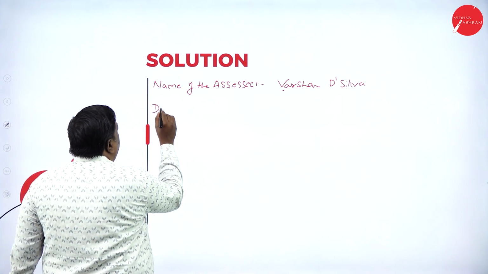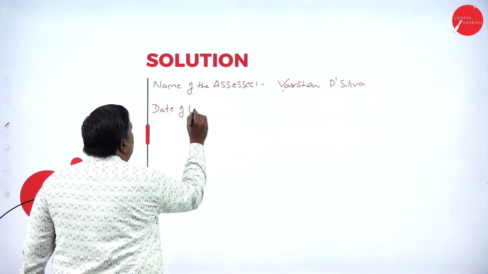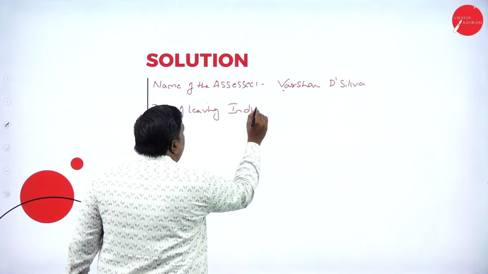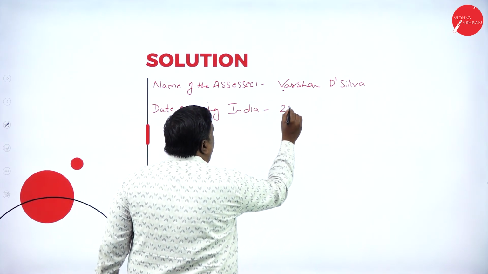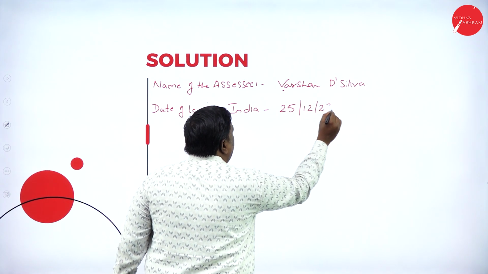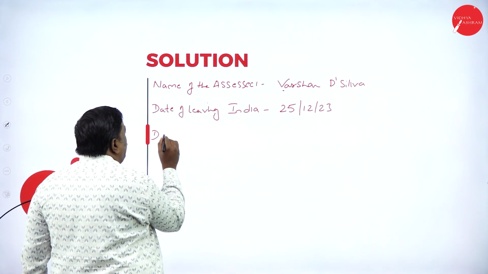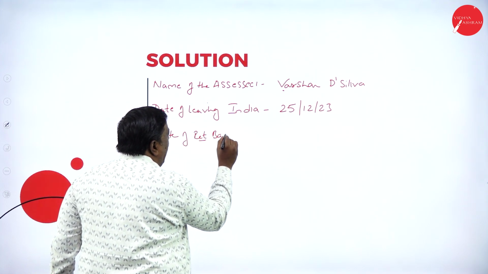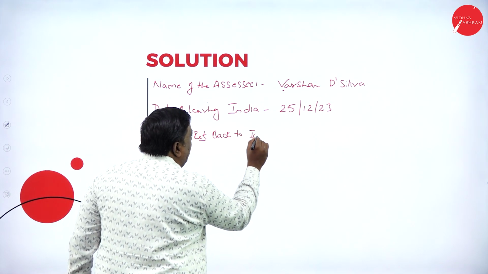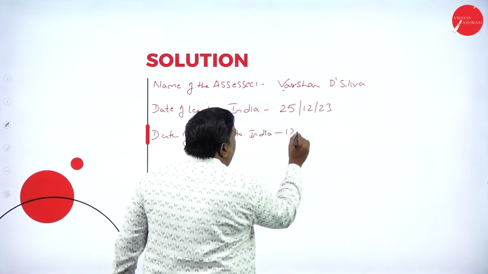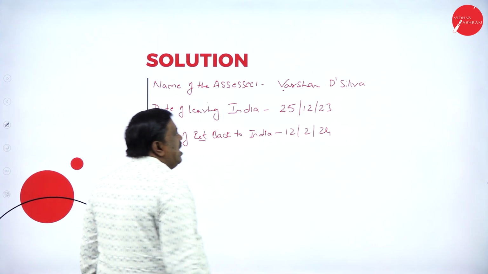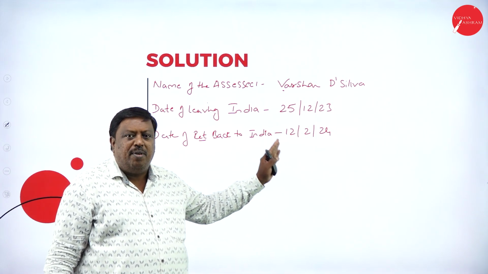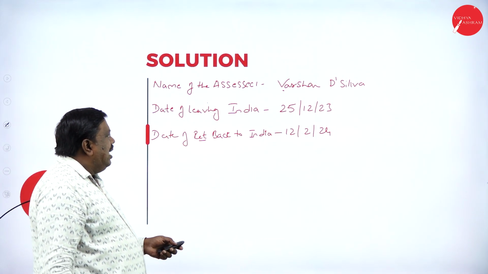Now, date of leaving India. I'm leaving India on 25th December 2023. When I'm returning back, date of returning back to India is on 12th February 2024. Means I left India on 25th December and I've returned back on 12th February. Before that, I was in India only.